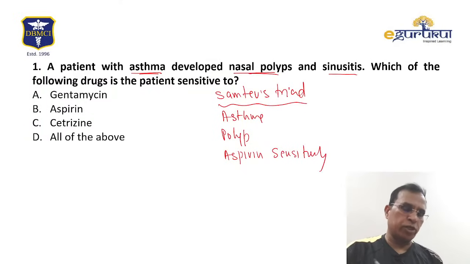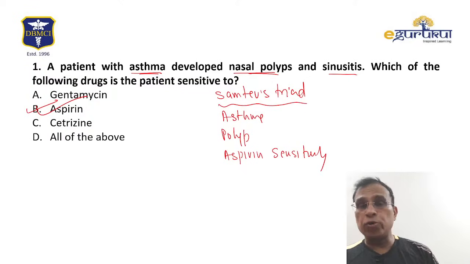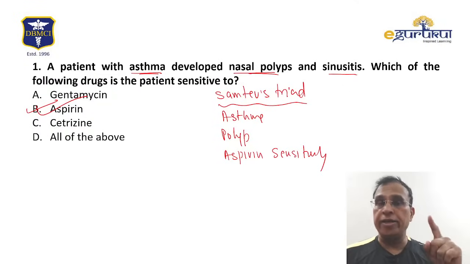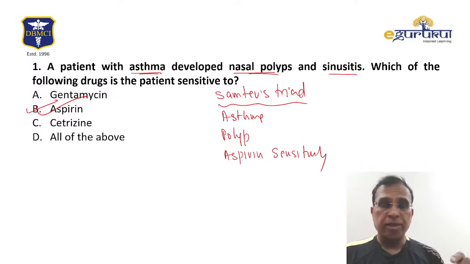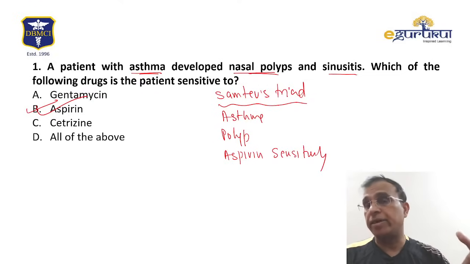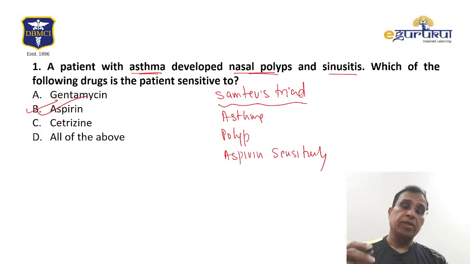So it's a very straightforward question from Samter's triad, aspirin sensitivity. In 22, you'll be surprised to know this was a question regarding Samter's triad in your NEET PG paper, and there was another question on Samter's triad in another question paper. In the FMG, the foreign medical graduate exam, people who graduate from outside of India come back and write an exam, the MCI screening test. In that paper also, in the same year 22, there was a question on Samter's triad.